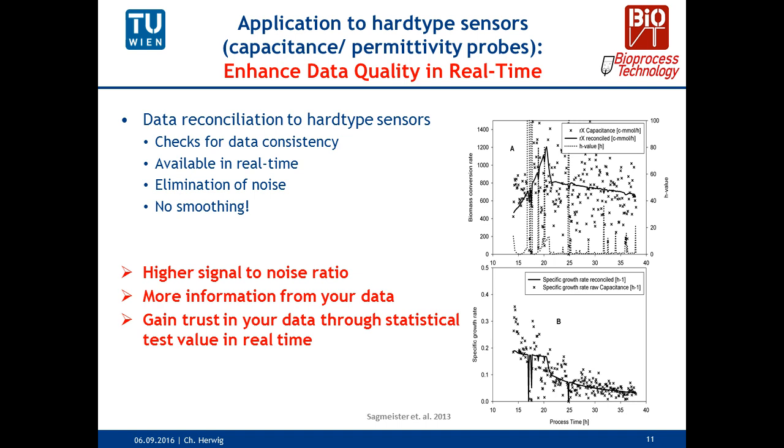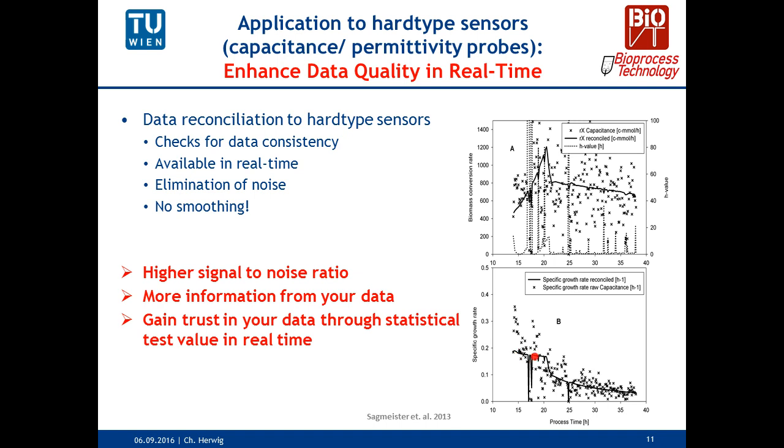What else can you do with this tool of balancing? You can, for example, have better data quality in real time from hard sensors. Here you have a capacitance probe, a permittivity probe, where, let's say, you normally have noisy data. You can get these data smoothed by the balancing tool.